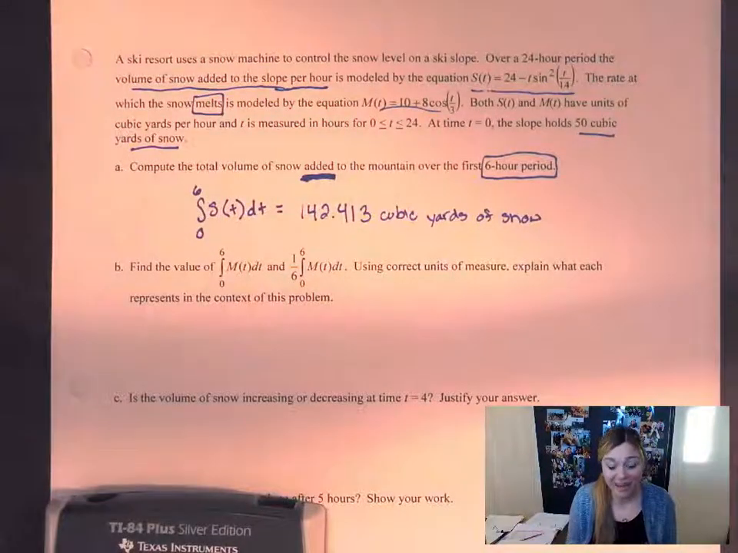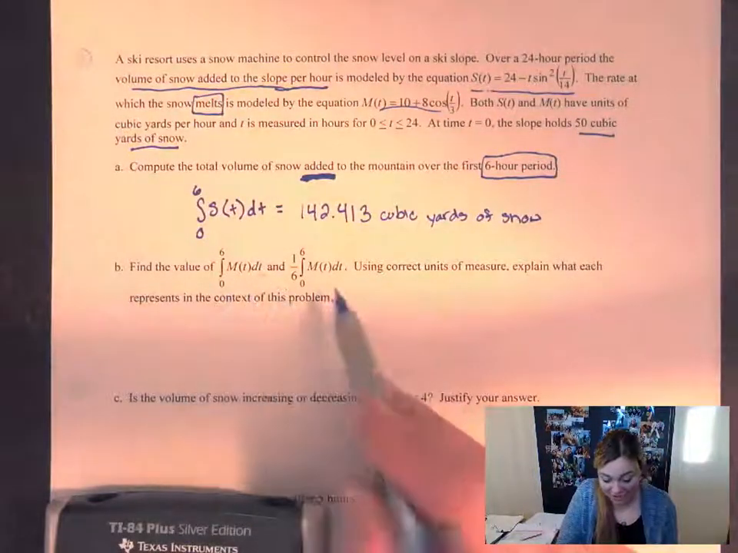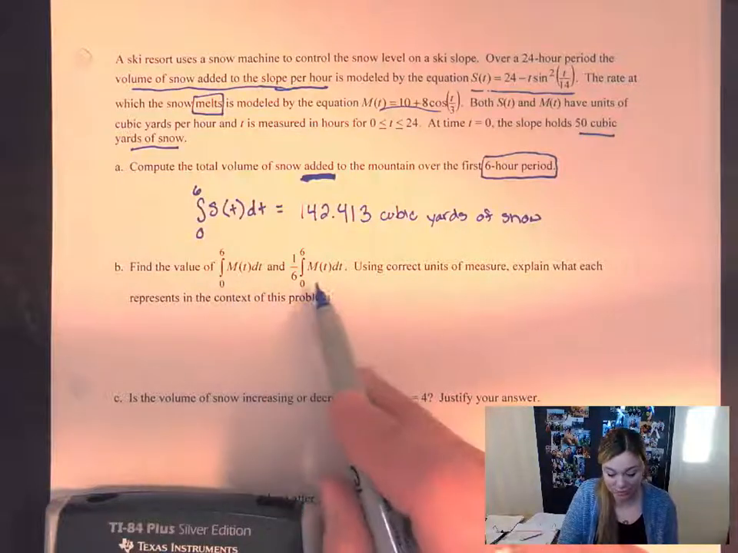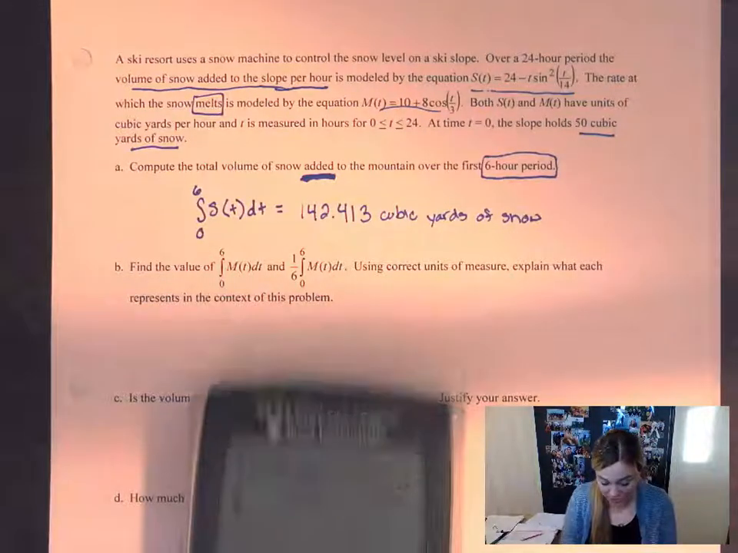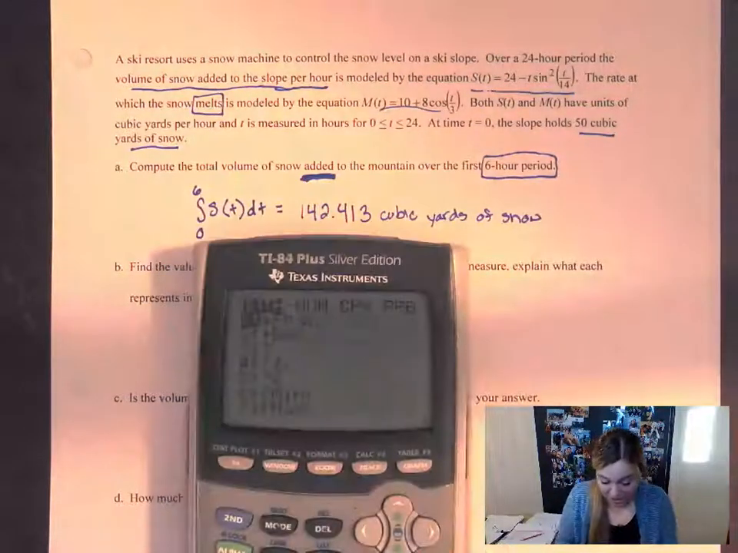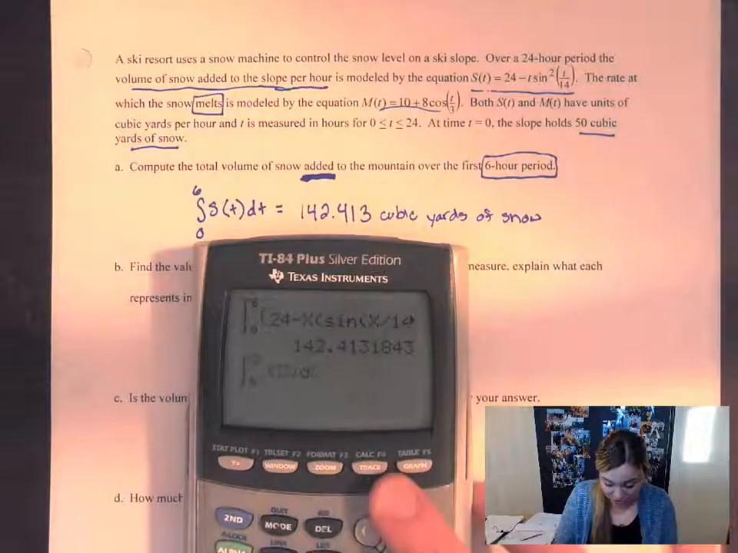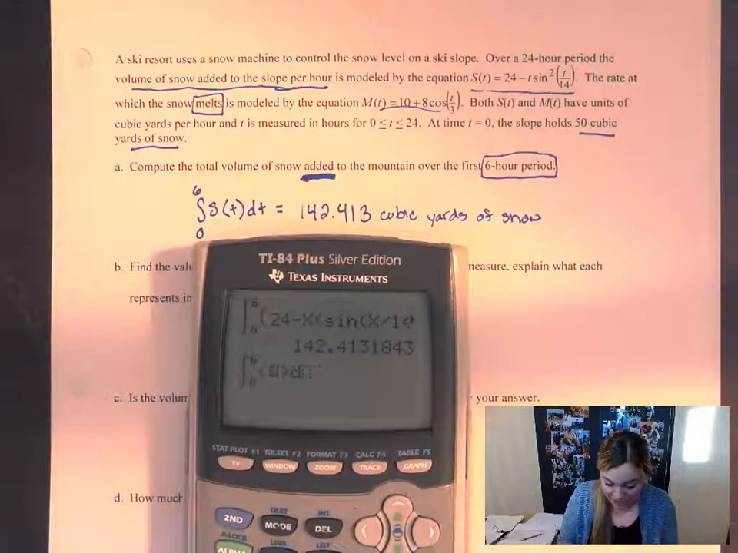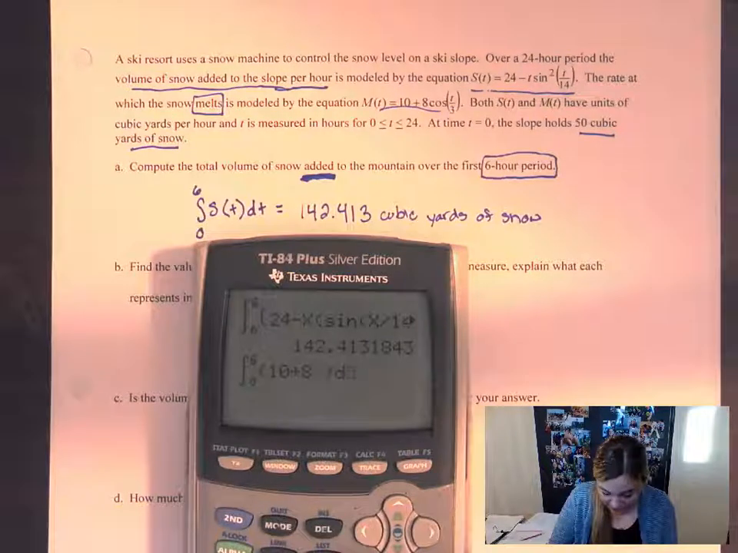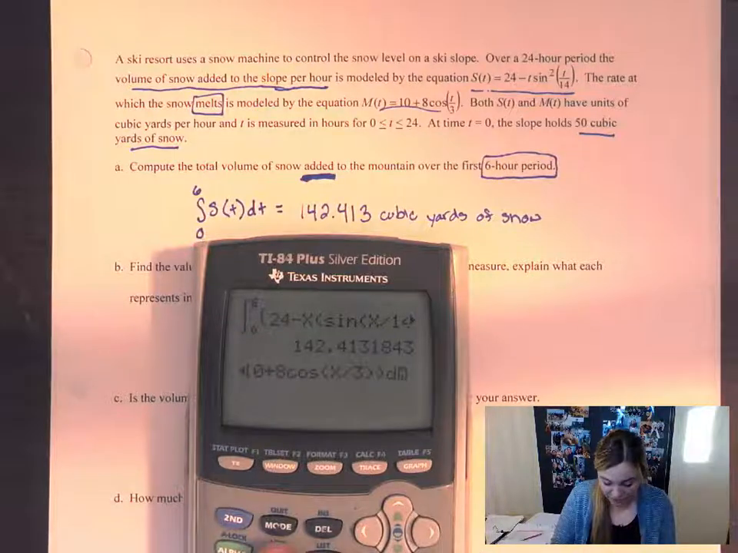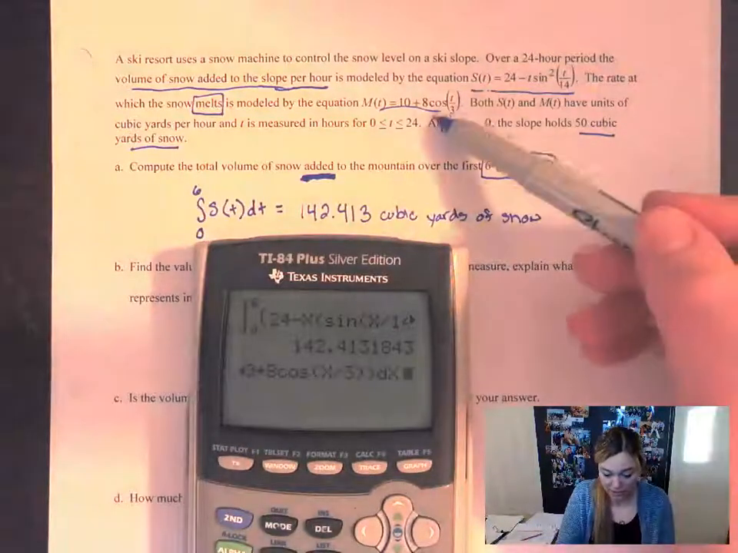Okay. Now the next one, it says find the value of this and this. So I have this integral from 0 to 6 and then 1/6 of the integral from 0 to 6. Using correct units, explain each. So let's just do the first part and we say integral 0 to 6, and then I'm going to put in m of t, which in this case is 10 plus 8 cosine of x over 3. And one more parenthesis there. There we go. Dx. So I'm just copying this right from up here.